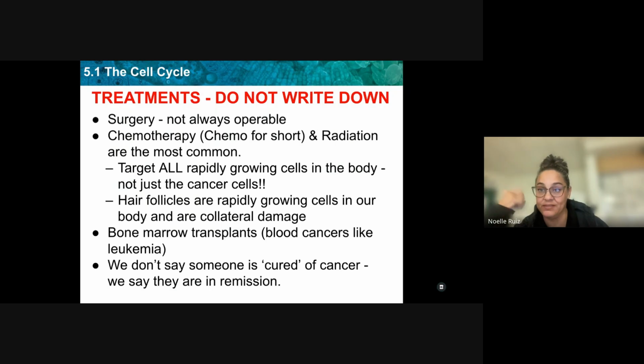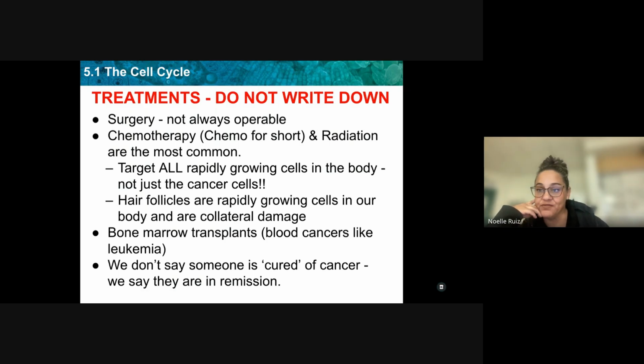Chemotherapy, which is what chemo is for short, stands for basically using chemicals as therapy. And radiation is the most common. They target all rapidly growing cells in the body, not just the cancer cells. But hair follicles happen to be rapidly growing cells in your body, so those are collateral damage. That's why a lot of the time people going through chemotherapy and radiation also lose their hair.